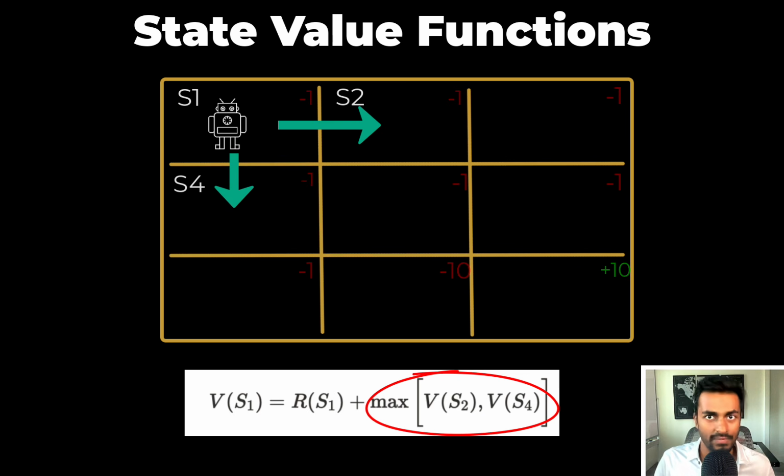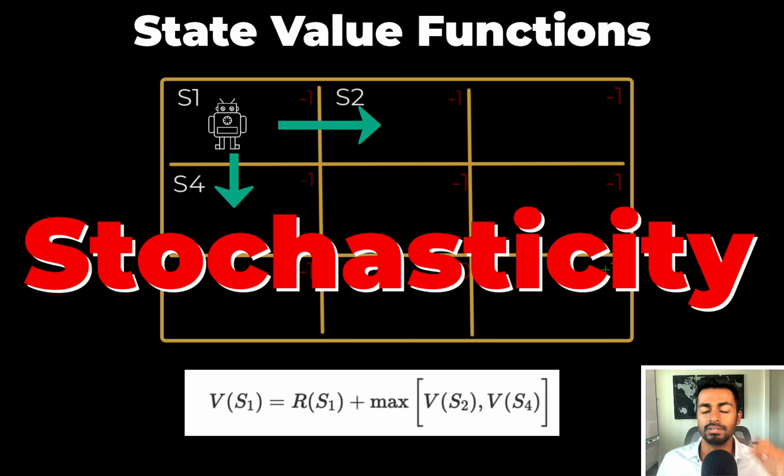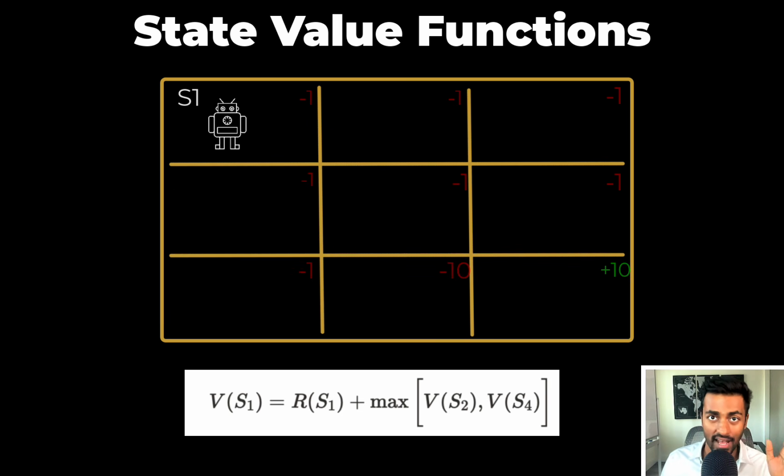The maximum here will depend on the action that we take. This seems really simple, but in more real world and complex situations, performing an action in one state doesn't always mean we will end up in the next specific state. And this is stochasticity. This means that if we are in state S1, just because we move right doesn't mean that we're going to go to S2 for sure. There might be a 20% chance we go to S2, a 30% chance we go to S3, a 10% chance we get to S4, and so on.